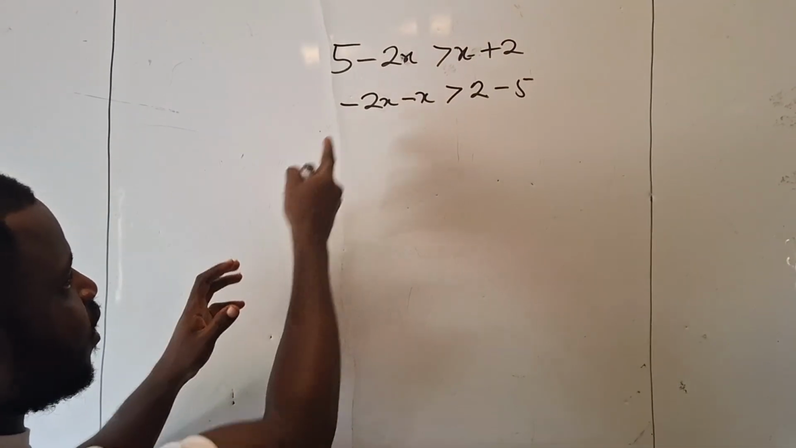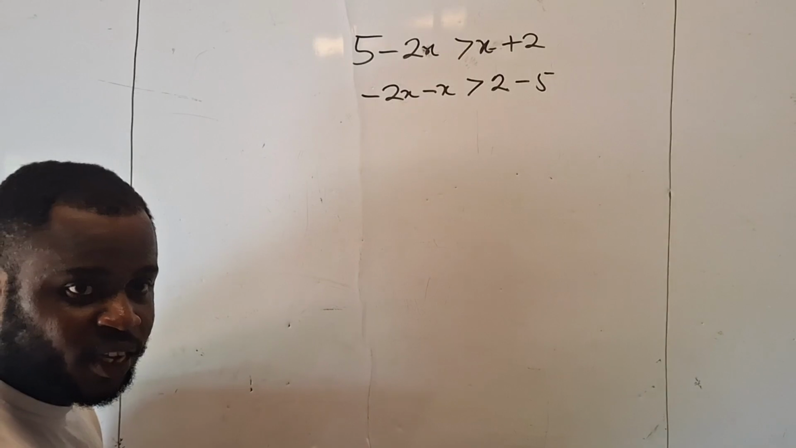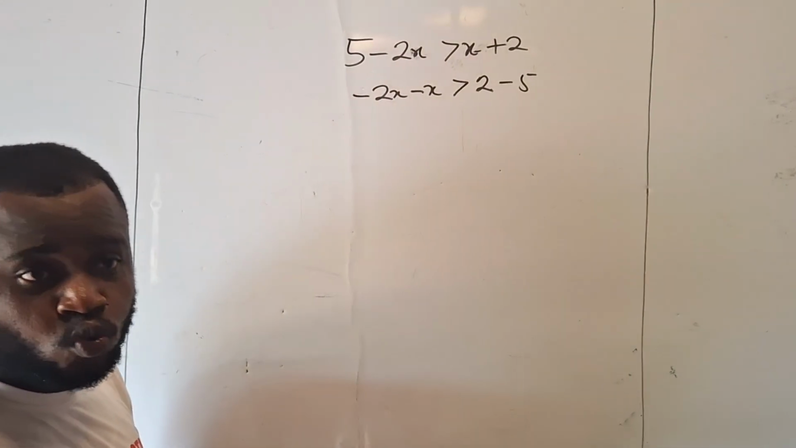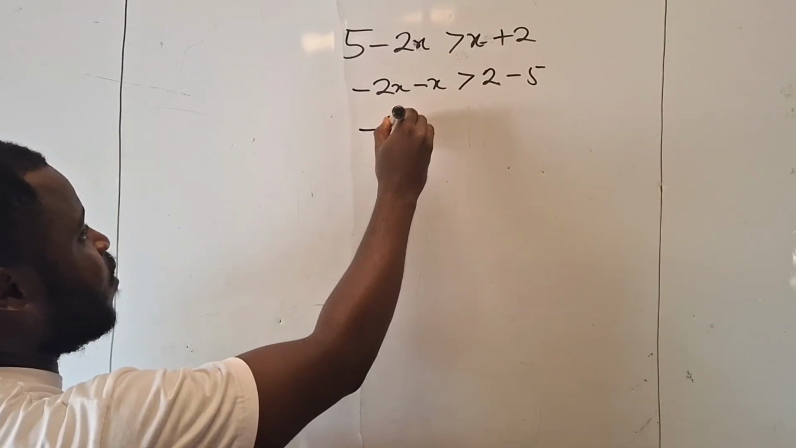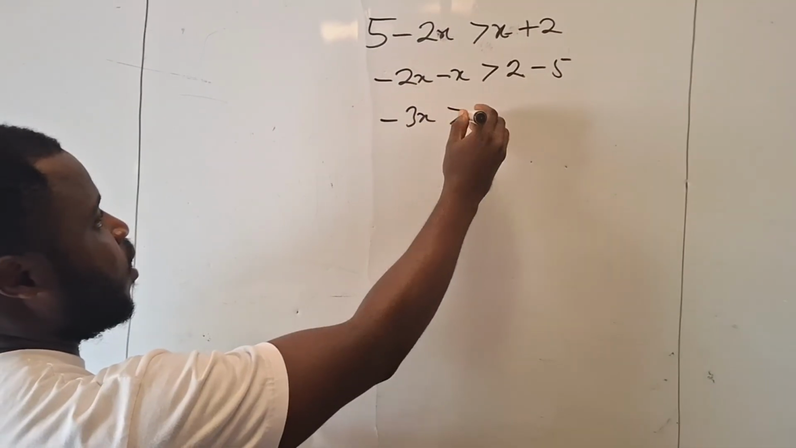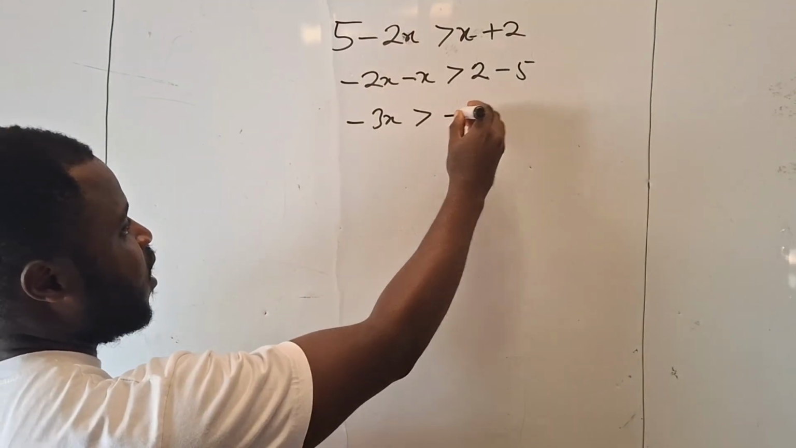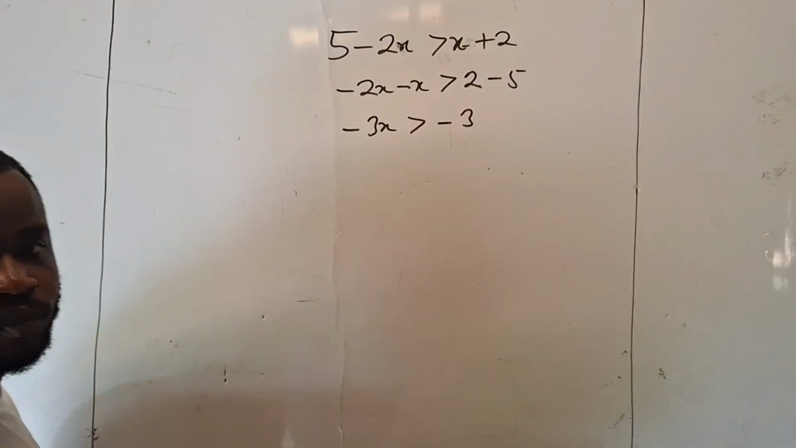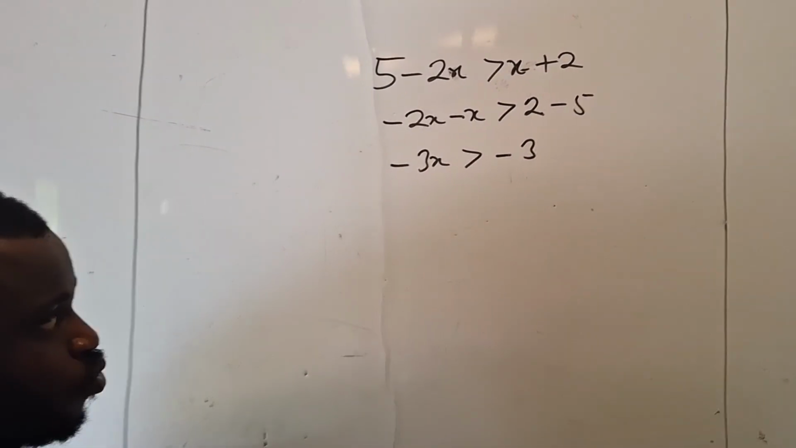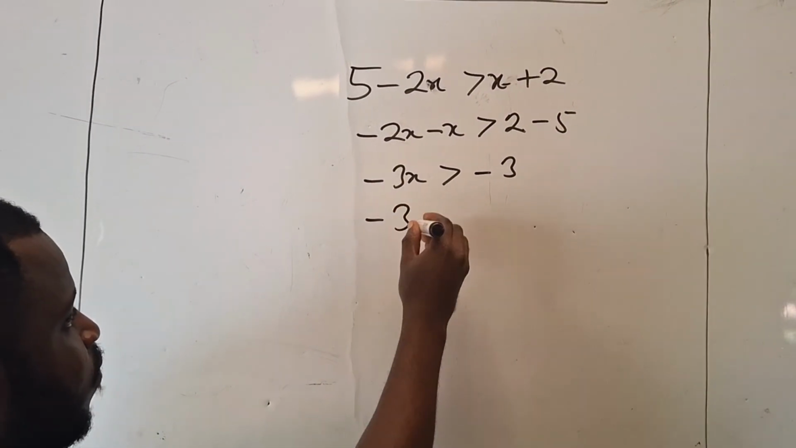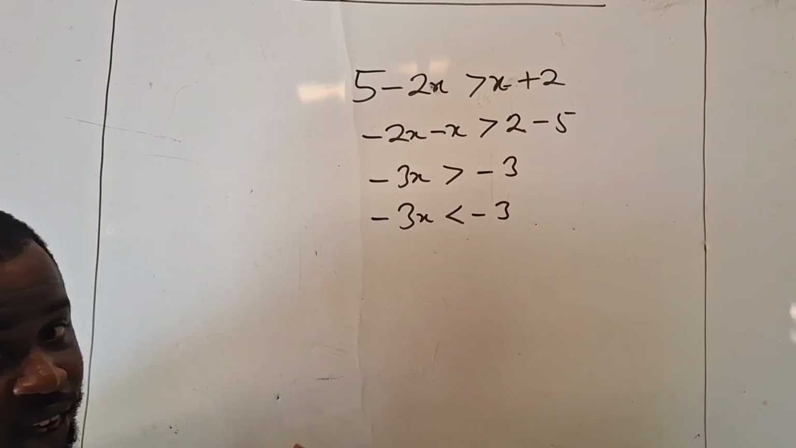So now negative 2x minus 1x. I've always been telling you, take it as you are owing. You are owing 2, then you want to borrow another one. So this is going to be negative 3x. Now greater than, now 2 minus 5 is going to be negative 3. Now when we subtracted, we have seen that this has become negative. So before we divide by negative 3, the sign will change to the opposite sign.